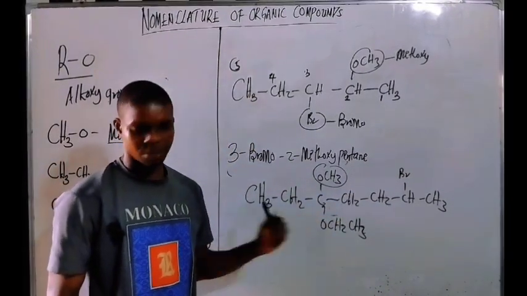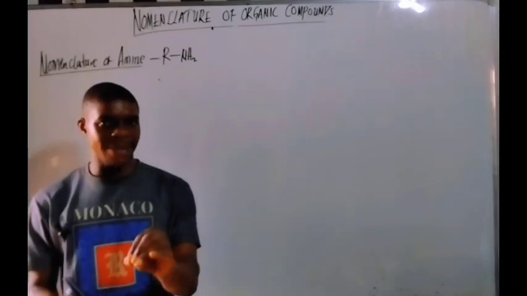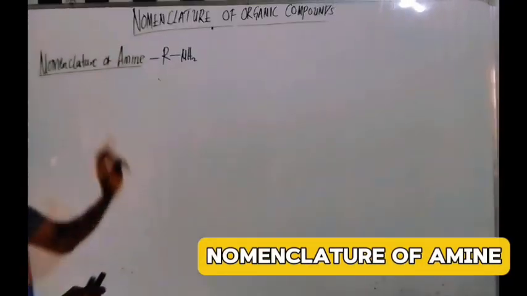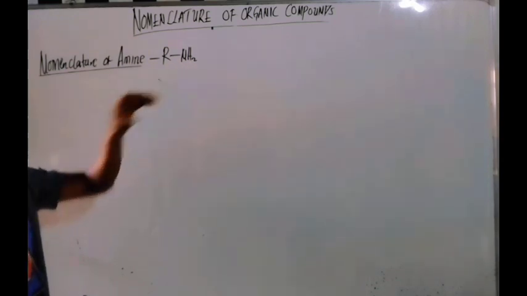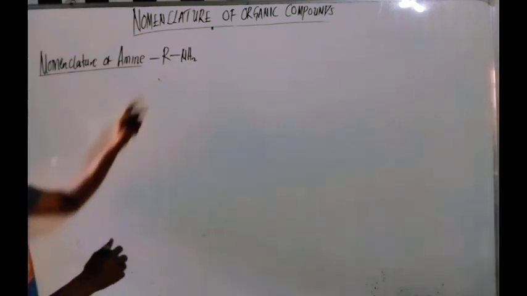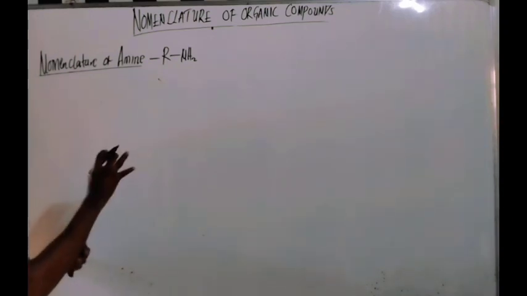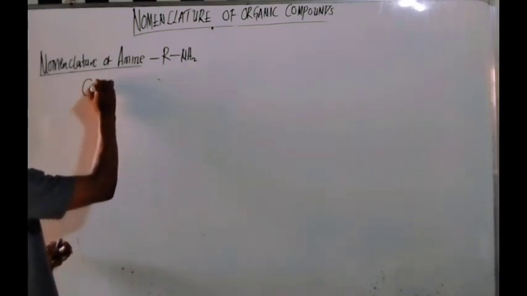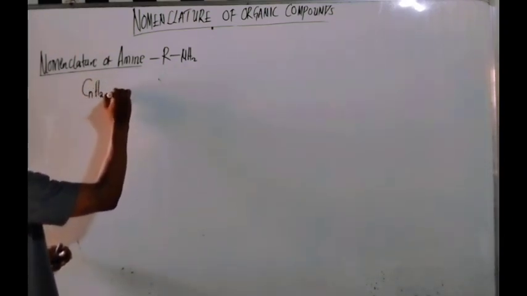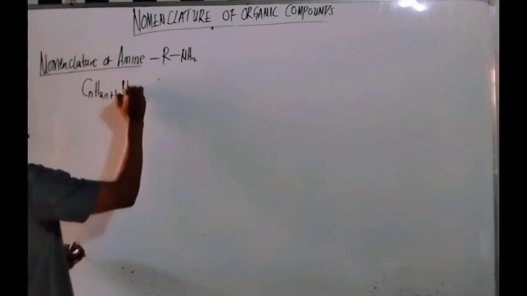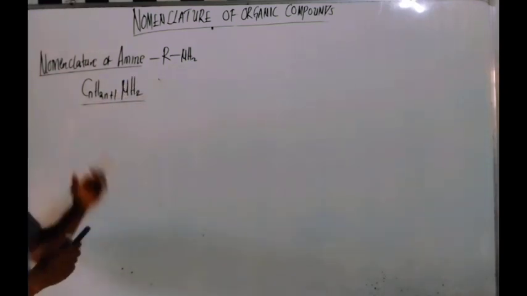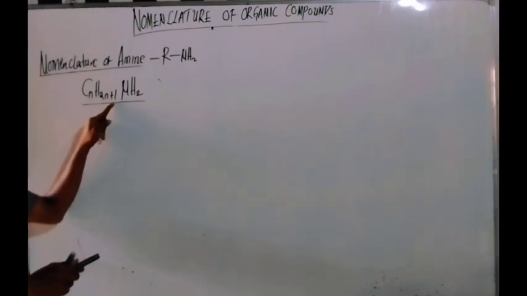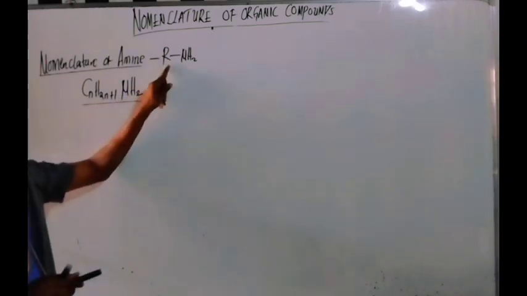It's very important. So let's talk about the nomenclature of the amine. The amine has a general formula, which is RNH2. Please pay close attention here. This R here is called the alkyl group. The general formula of the alkyl group is CnH2n+1. So the amine is CnH2n+1NH2. This is what you need to understand here.